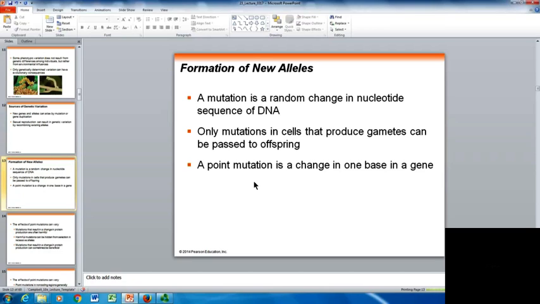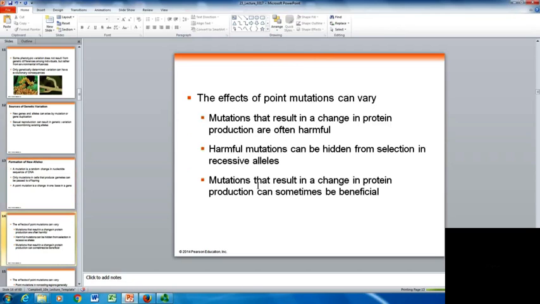A mutation is a random change in the nucleotide sequence of the DNA. So only mutations in cells that produce gametes get passed on to offspring. So for example, if you look and you get a mutation in some of the skin cells that are on your hand, those are not going to be passed on to your offspring. It would only be passed on to the offspring if it occurs in the sperm or the egg. So a point mutation is just a change in one base in a gene.